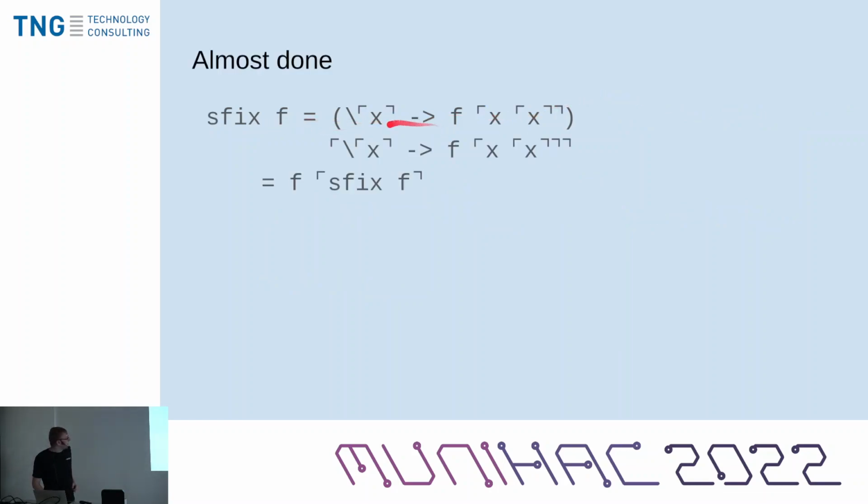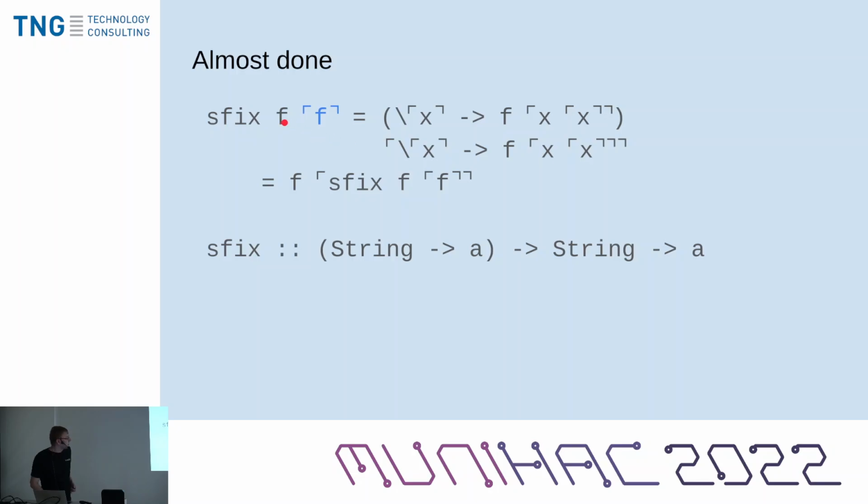If you look at this, this is our final result. However, there's one problem. You can see that this f here is used normally, and here this f is under quotation marks, and this is also a level mismatch. We cannot have an unquoted argument and use it under quotation marks. And the solution is that we will pass both the function and its source code to sfix.